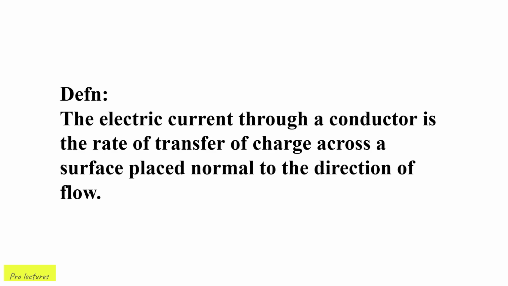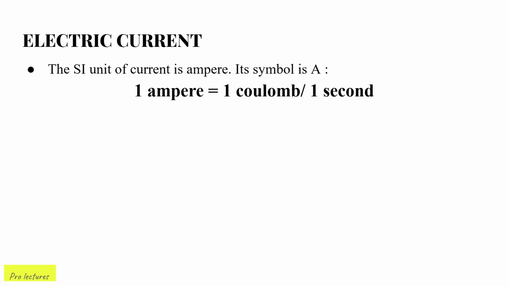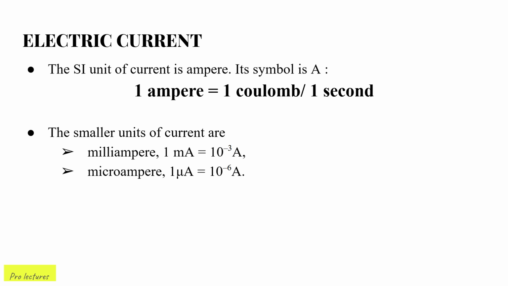The electric current through a conductor is the rate of transfer of charge across a surface placed normal to the direction of flow. The SI unit is ampere, symbolized by A. To put it simply, 1 ampere is the flow of 1 coulomb of charge passing through a conductor in 1 second. For smaller currents, we use units like milliampere and microampere.